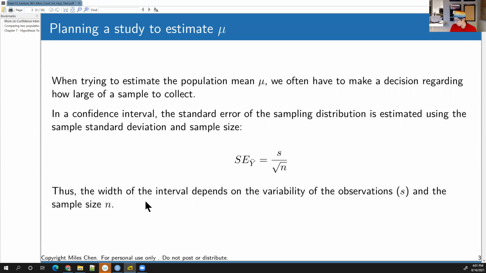So let's take a look. Okay, so one thing we can talk about is, sometimes when you do a study and you want to make a confidence interval, in order for your confidence interval to be useful, maybe the margin of error has to be within a certain size. Okay, so you don't want your margin of error to be super wide, because again, confidence intervals that are very wide or have a very large margin of error aren't going to be that useful, right?